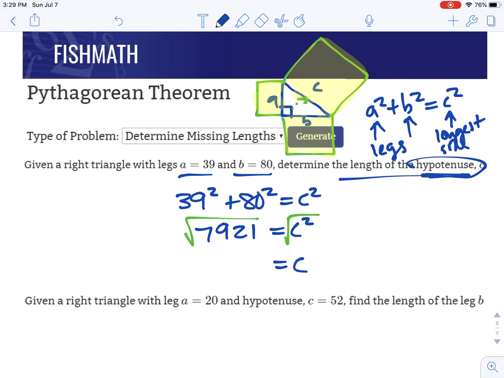And the square root of 7,921 is going to be our answer, which is going to be 89. And that makes a lot more sense. It's still the biggest side, but it is less than 39 plus 80, and it has to be because of our triangle inequality. The two smaller sides must always add up to more than the biggest side in order to make it work. So that makes sense.